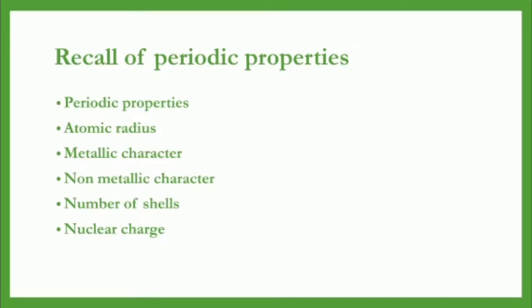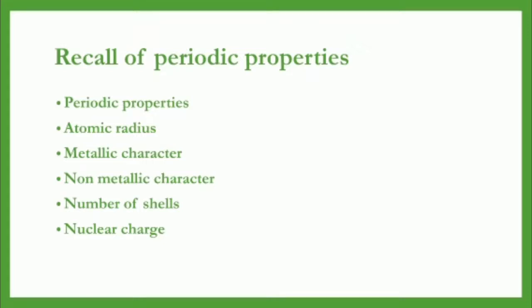Atomic radius, what we have seen, is the distance between them. So how does the atomic size vary down the group and across the period? Down the group atomic size increases and across the period atomic size decreases. Next, metallic character is the tendency to lose electrons. Non-metallic character is the tendency to gain electrons. Metallic character decreases across the period and increases down the group. Non-metallic character is just the opposite: it increases across the period and decreases down the group.